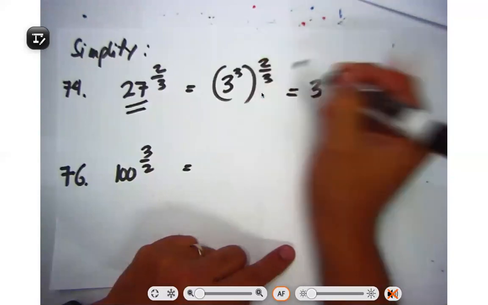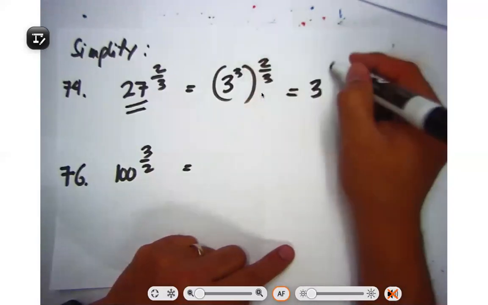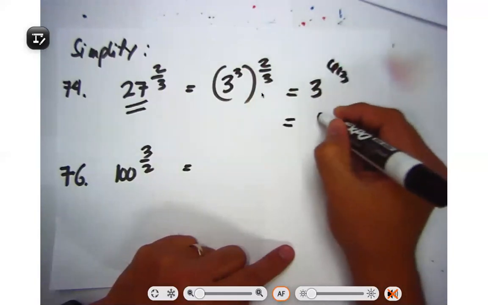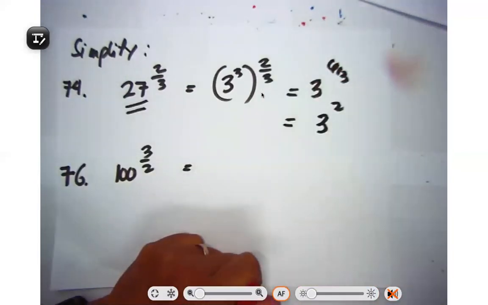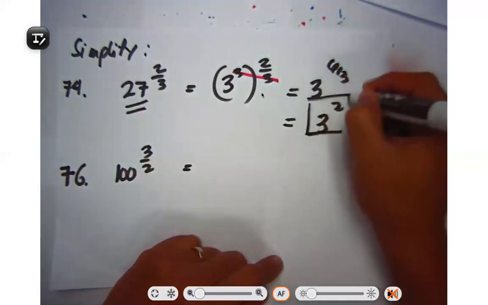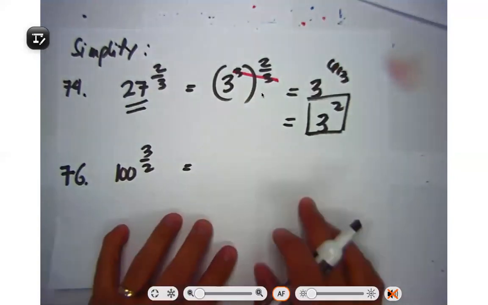Or you can simply cancel your 3. We have 3 times 2, 6 over 3. What's 6 divided by 3? 2, so you have 3 squared. Or if you know how to cancel, just cancel 3 there. You'll have 2. So you have 3 squared. That is without rewriting into radical, right? That's another approach.